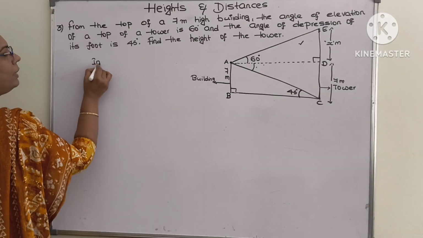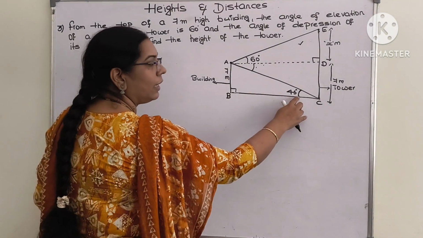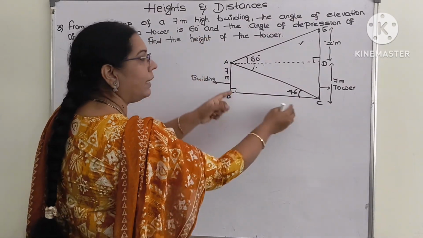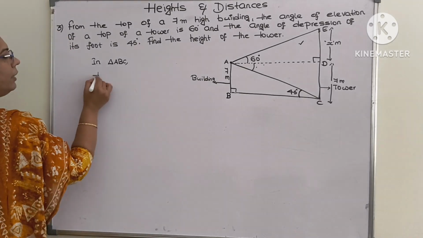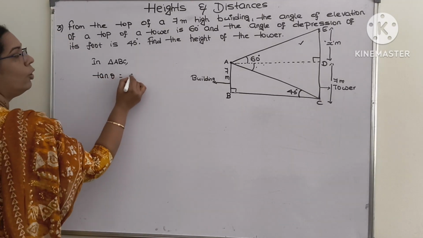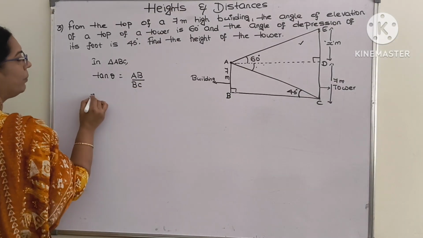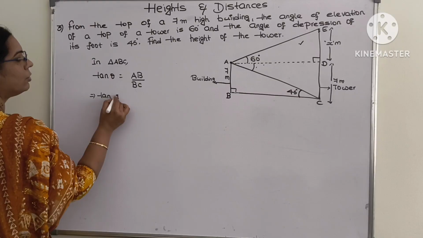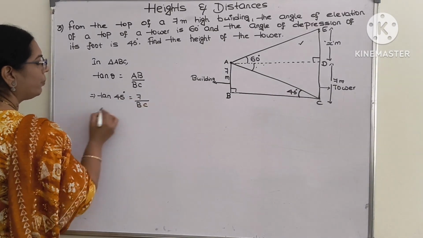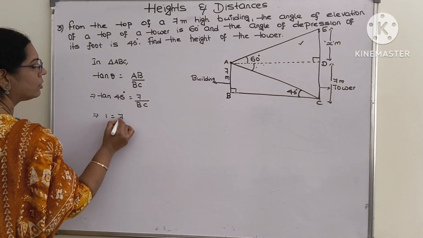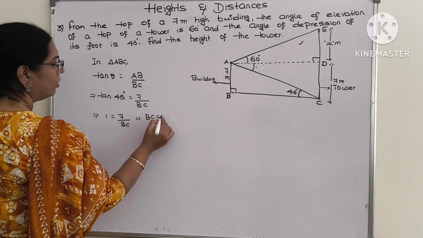In triangle ABC, 45 is the acute angle. I have the opposite side. I need the adjacent. So, tan theta. Tan theta is equal to opposite, which is AB, by adjacent, which is BC. Tan 45 is equal to, what is the height of the building? It is 7 by BC. Tan 45 is 1, so 7 by BC, which means BC is equal to 7.